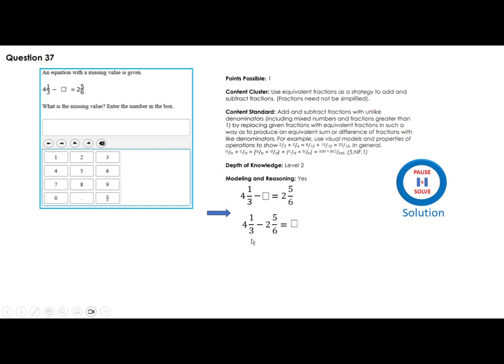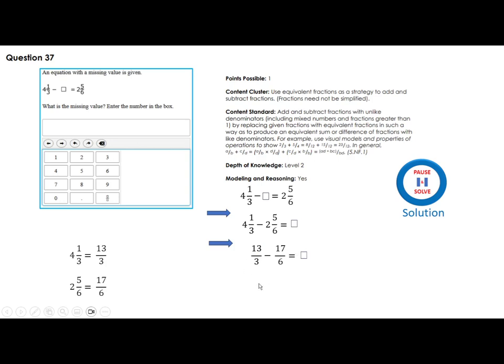This is the same as this minus 2 and 5/6 is equal to the unknown that we need to find. Okay? So now we need to write equivalent fractions. To go from here to here, you multiply 3 times 4 is 12, plus 1, 13 over 3. The denominator does not change. The other one, 2 times 6 is 12, plus 5 is 17. 17 over 6. 6 does not change, so I'm going to replace those here.